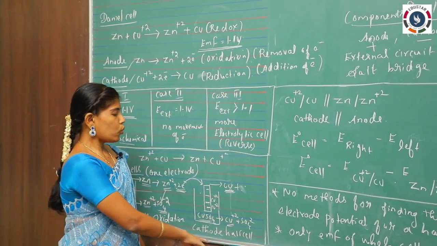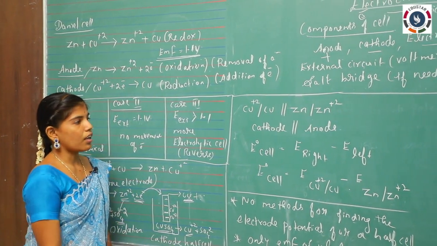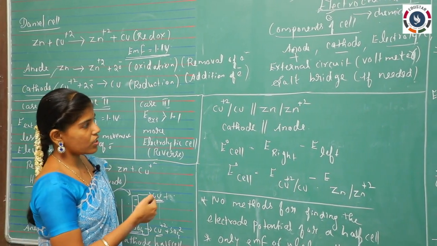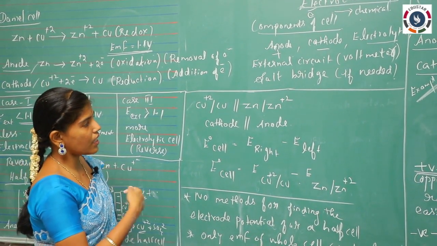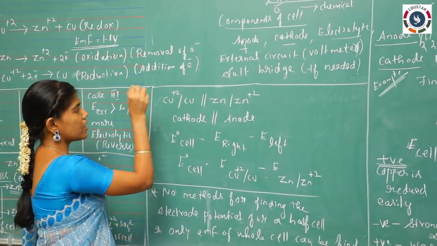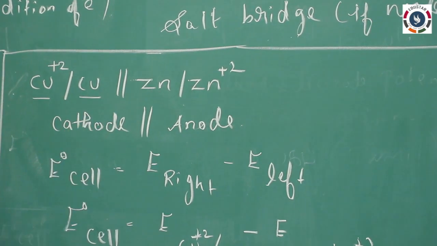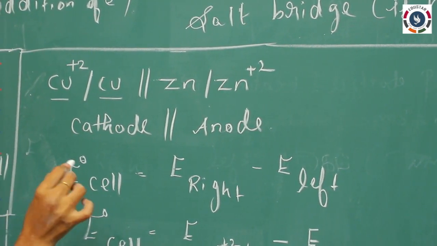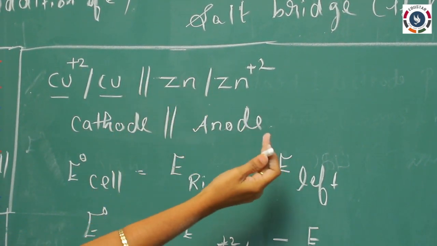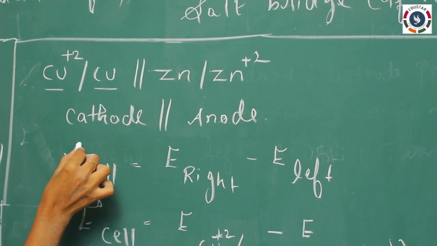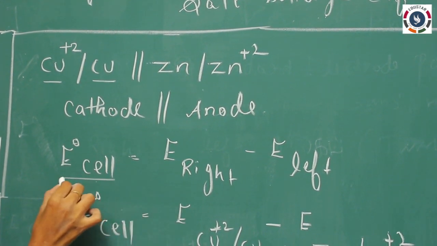Now we are going to represent the cell. According to the IUPAC convention, there are some rules for writing a cell diagram. Here I have written the cell diagram. This is copper ions giving copper. Remember, the cathode should be written first and the anode should be written next. This is E naught of cell, the EMF of the cell.